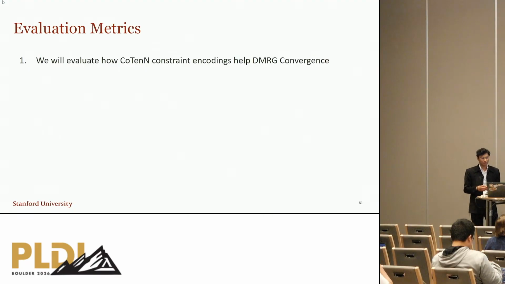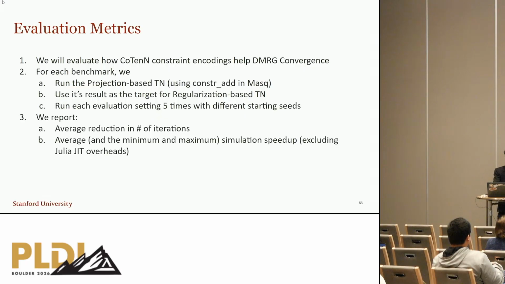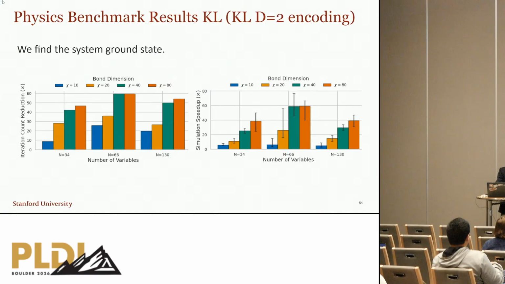We'll evaluate CoTenN constraint encodings to see how it will improve DMRG convergence. To do that, we'll first evaluate our projection-based tensor network, get its final solution, and use it as a target for the regularization-based run. Again, the only other general way to do this. We'll run each evaluation setting with different starting seeds. We'll then report the average reduction in number of iterations and the average simulation speedup, with the minimum and maximum speedup as well that we saw across these 5 runs. I call it a simulation speedup because Julia has JIT, and we want to exclude the overheads that can come up, especially on smaller models when you're JITting a bunch of code.